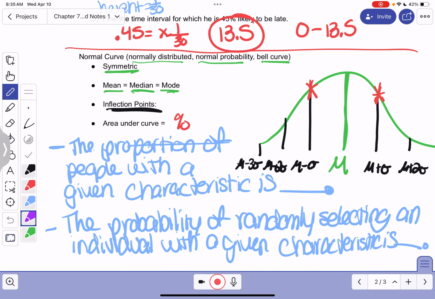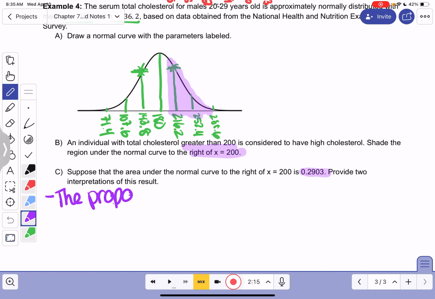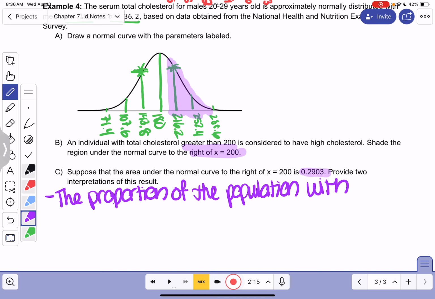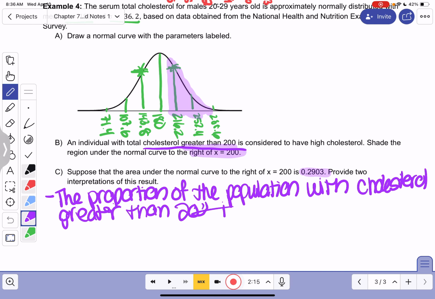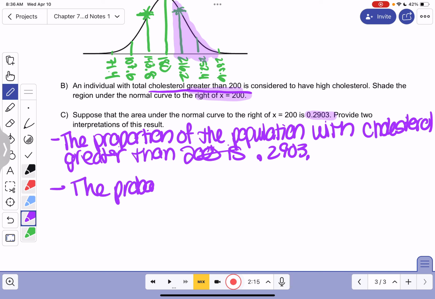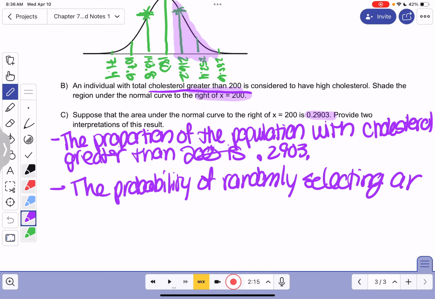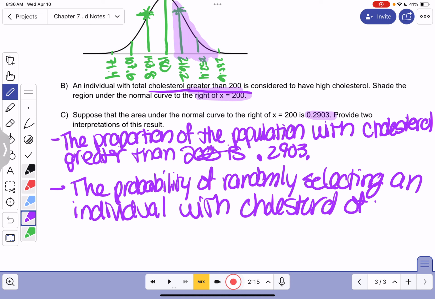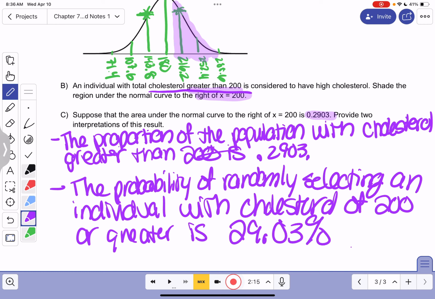We're going to do the 2 interpretations. So this is back to those 2 here in blue. So the first is the proportion of the population with cholesterol greater than 200 is 0.2903. The other interpretation is the probability of randomly selecting an individual with a cholesterol of 200 or greater is, and then you write that as a percent, 29.03%. So that is 7.1. Let me know if you have any questions.